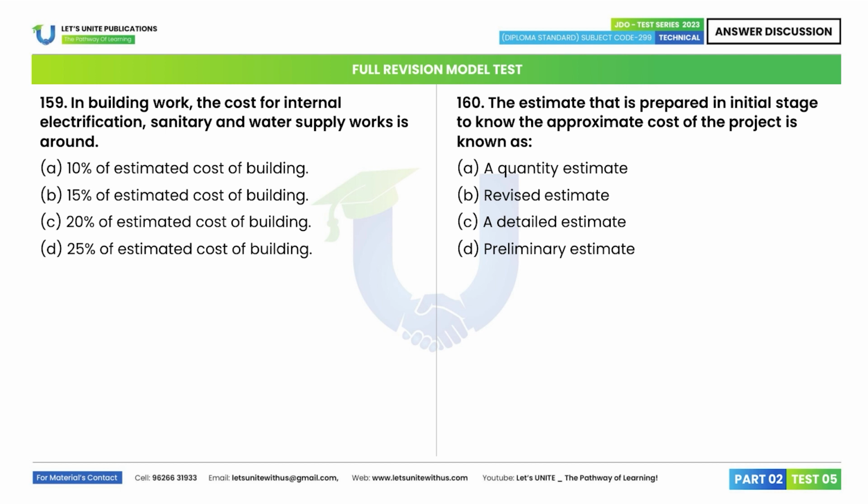Next 159. In building work, the cost for internal electrification, sanitary and water supply works is around 20% of estimated cost of building. Option C. Next 160. The estimate that is prepared in initial stage to know the approximate cost of the project is called preliminary estimate. Option B.